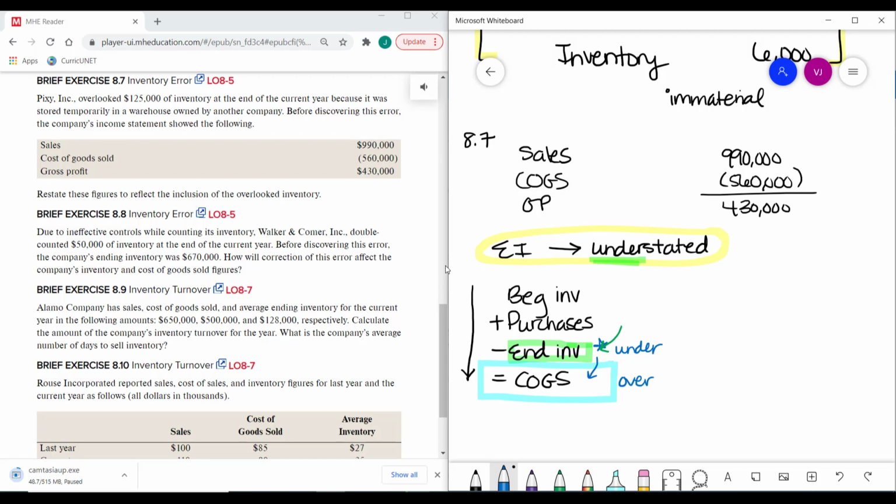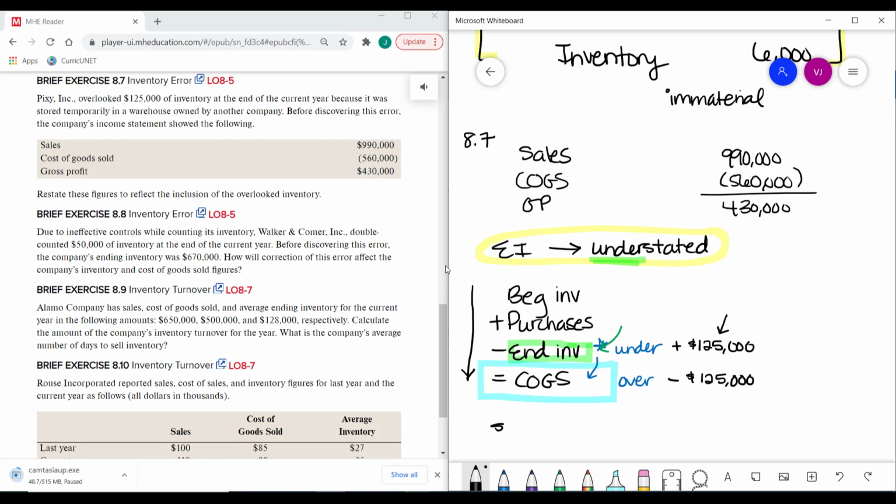All right, so how do we fix this? How are we going to correct that? Well, if ending inventory is understated, to get it to where it needs to be, we need to put the 125, we would add it back, right? But if cost of goods sold is too big, in the amount of the 125, to fix it, what will we do to cost of goods sold? If it's overstated, we will get it back to where it needs to be by subtracting that 125.